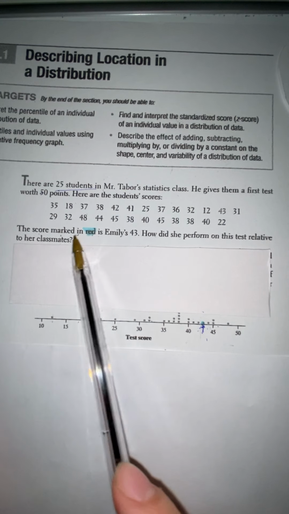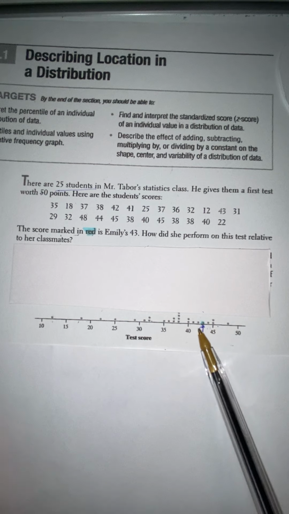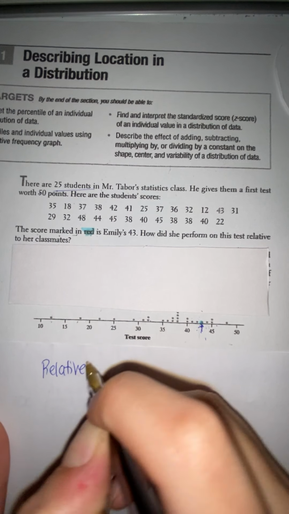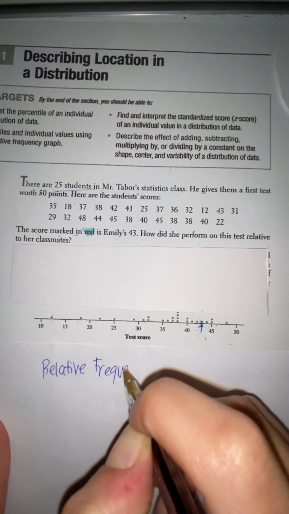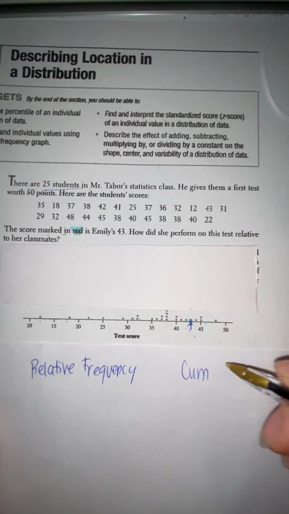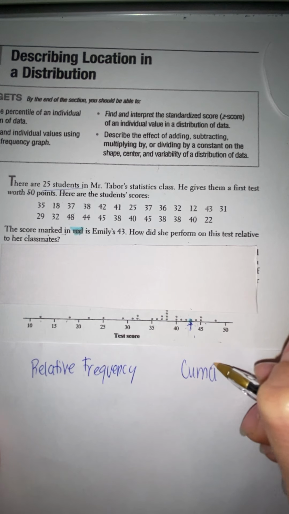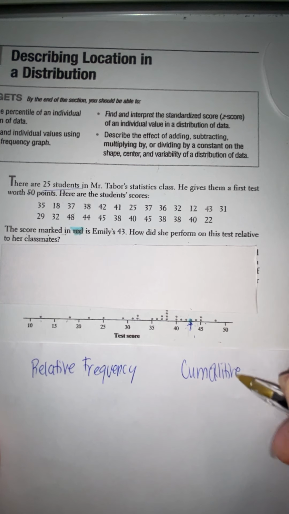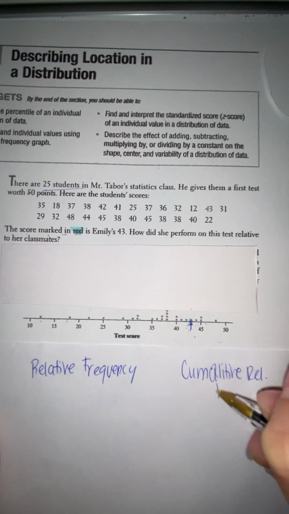The score marked in blue right here is Emily's 43. How did she perform on this test relative to her classmates? Now, we can do two things. We're going to do relative frequency, and we're also going to focus on cumulative relative frequency.